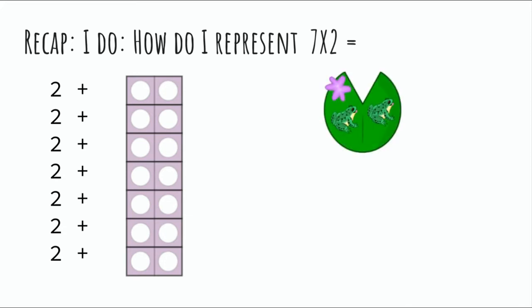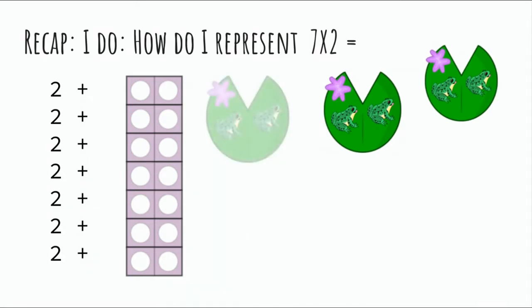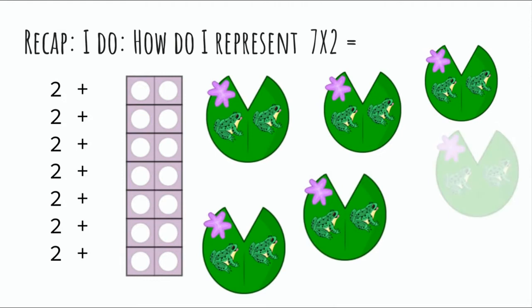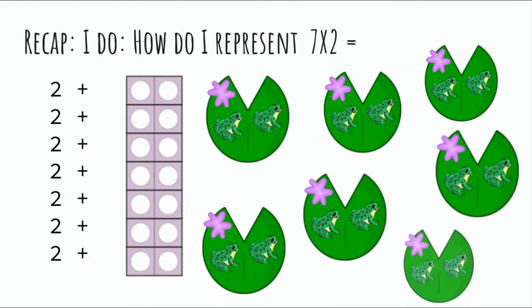So I've got 2, add another 2, add another 2, add another 2, add another 2, add another 2. Or I could draw pictures. So I've got 2 frogs sitting on a lily pad, another 2 frogs. So I've got 1 lot of 2, 2 lots of 2, another lot of 2. So that's 3 groups of 2. I've got 4 groups of 2, 5 groups of 2, 6 groups of 2, 7 groups of 2. So I've represented 2 ways to show 7 times 2, which is 14.